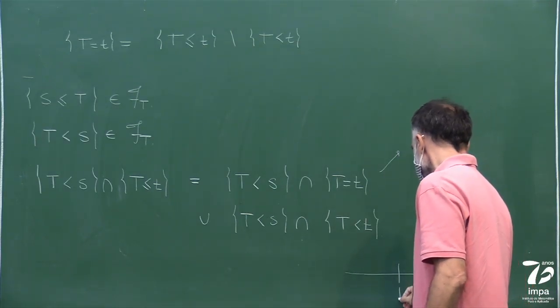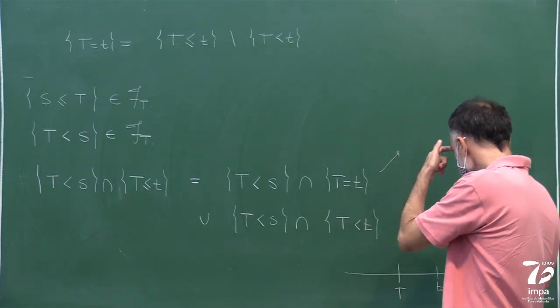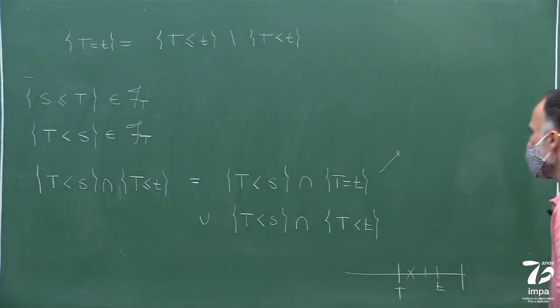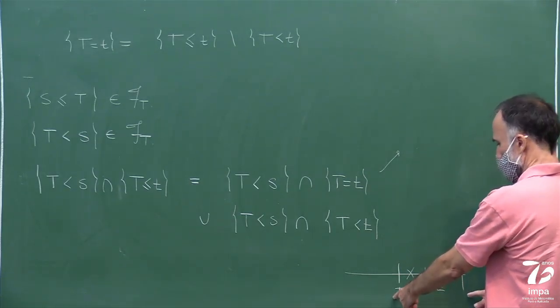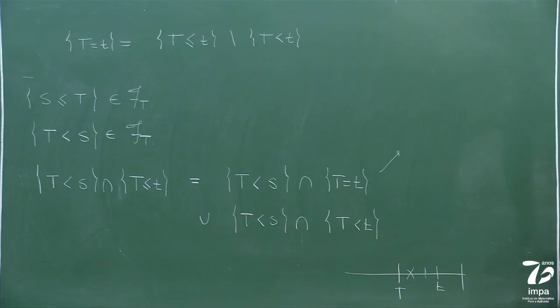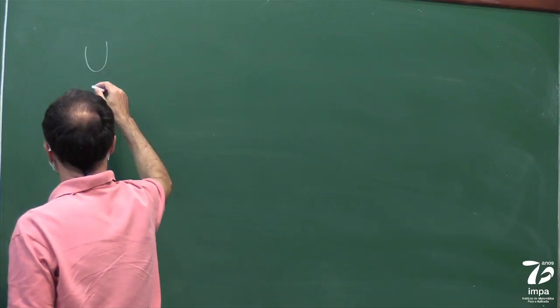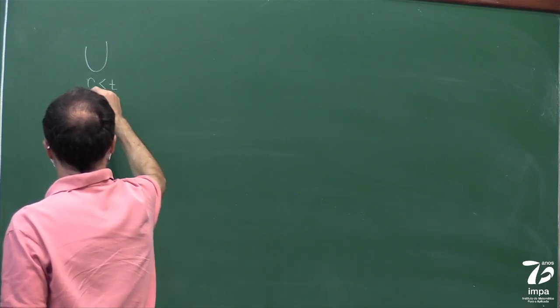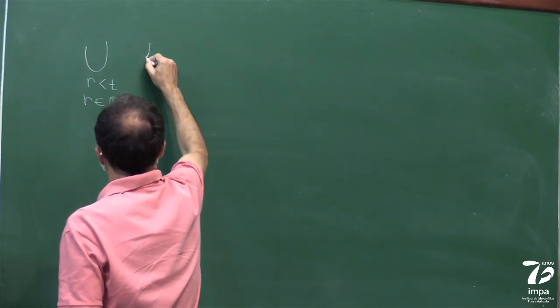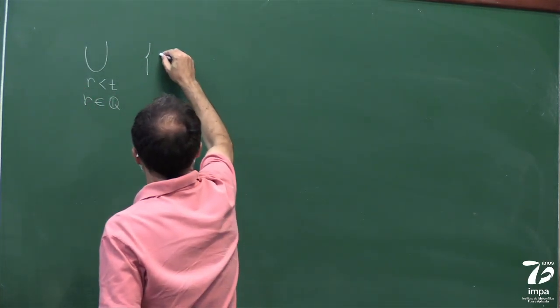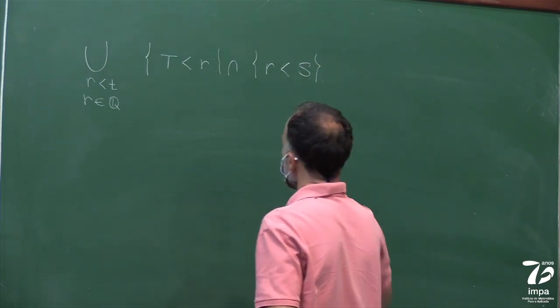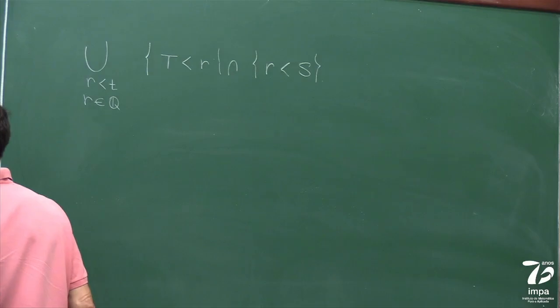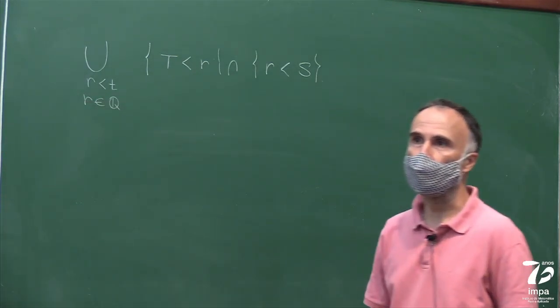So T is smaller than t, so it's somewhere here. And S is larger than T, so it can be here, but we can always find a rational which is smaller than t, because T is smaller than t, and which separates T from S. So what I claim is that for the second one, I can find an r smaller than t, r rational, such that T is smaller than r and r is smaller than S. Okay, and here I don't need to include T smaller than t because r is smaller than t, so it's already included here.